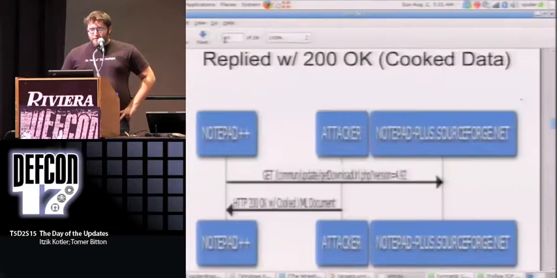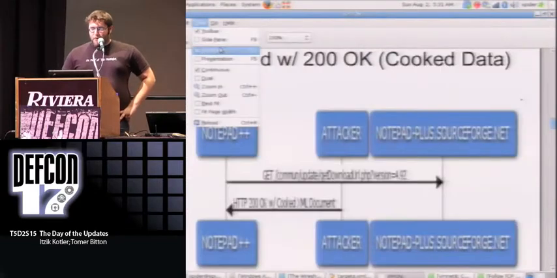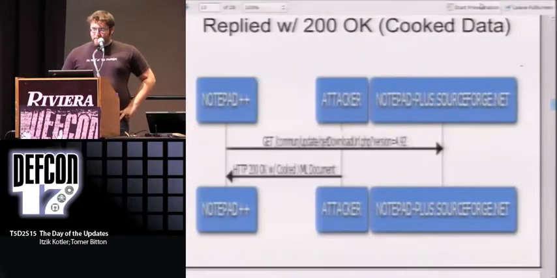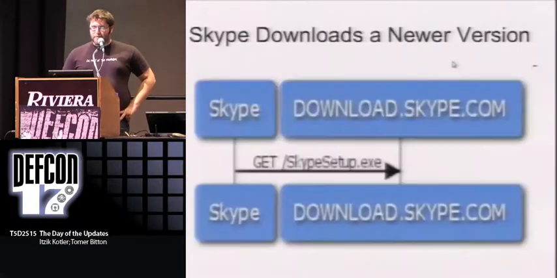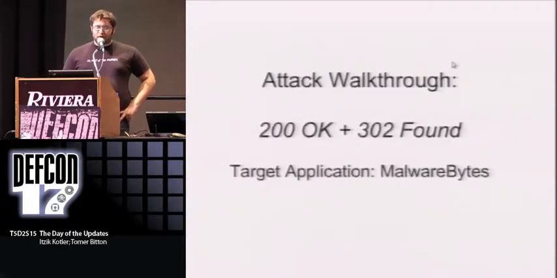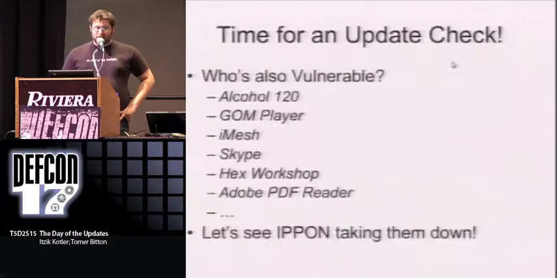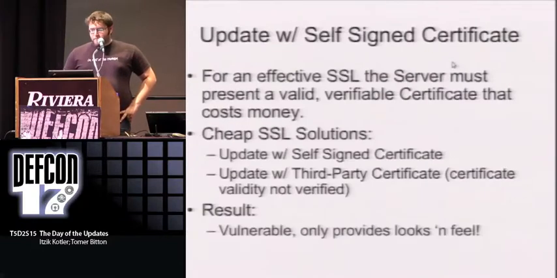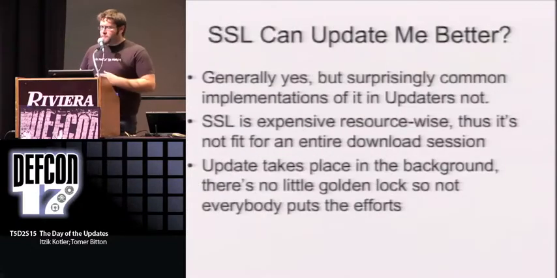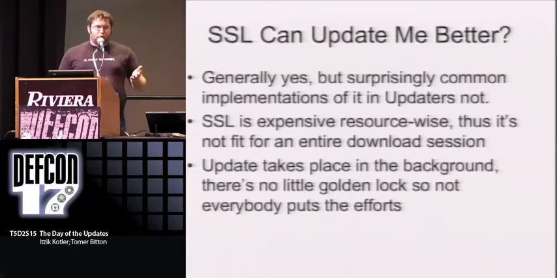Okay, so let's continue with the presentation and talk about the most obvious obstacle that most people think of when they hear about HTTP: what about SSL? Well, yeah, SSL can make updates better, but there are a couple of drawbacks when using SSL. First of all, it's quite expensive for a resource. You cannot use SSL to transfer gigs of downloads.